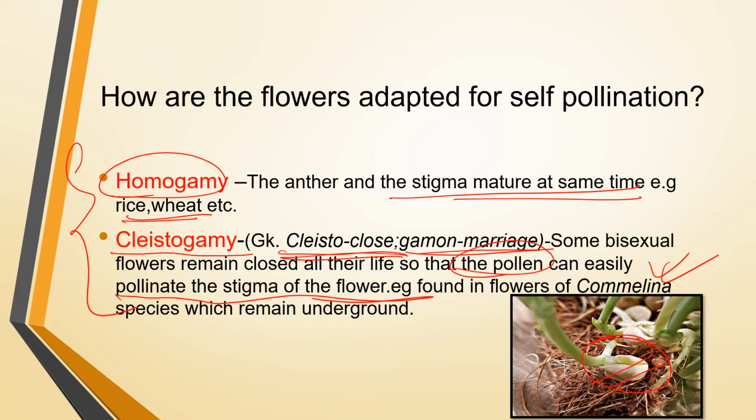So here just you remember, it's for your knowledge, that how are the flowers adapted for self-pollination. If just a question comes, you can say that there are two ways. One, the anther and the stigma, they mature at the same time, that is called homogamy, and another is the cleistogamy, when the bisexual flowers remain closed so that the pollen can easily pollinate the stigma of the flower. And one example for just knowledge, you can learn Commelina. So this is the picture of the flower, and for your knowledge, just you go through it once. So no harm in gaining more knowledge, right? So we will move on to cross-pollination now.